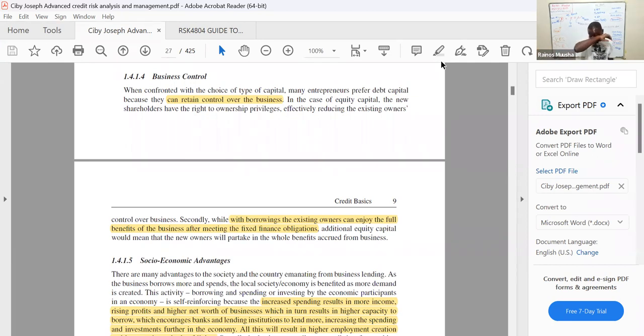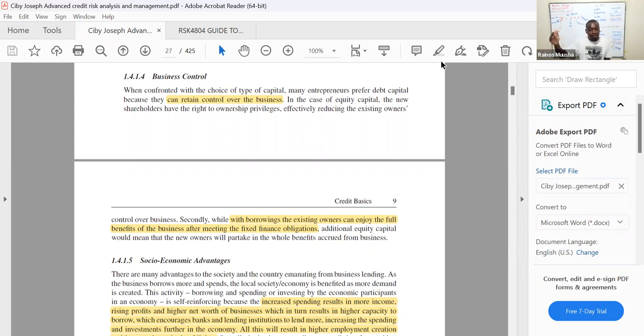So if they use debt financing as a source of capital, it means the number of ordinary shares is going to remain the same because they're using debt financing. So this also means that the owners of the business are not going to have a dilution of the profitability of the business as well. Because if they invite more people to invest in the business through equity financing, there's going to be an increase in the number of shares.